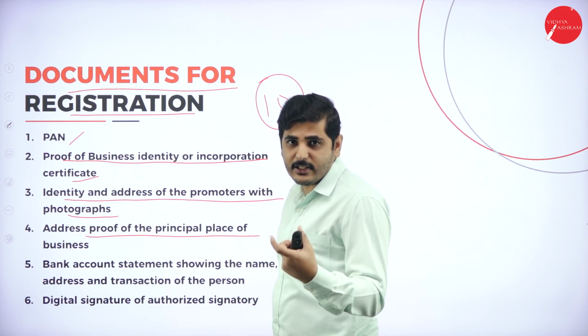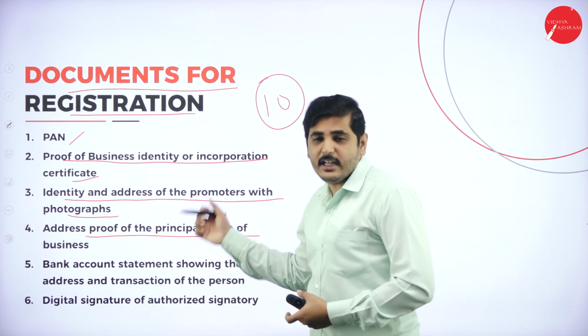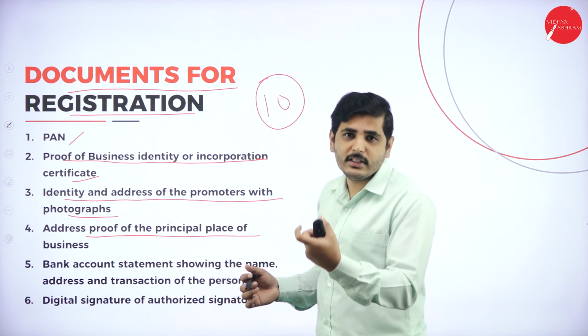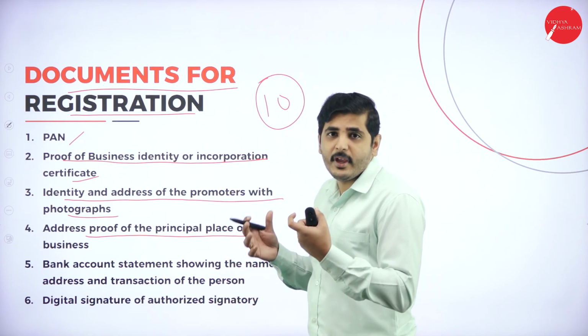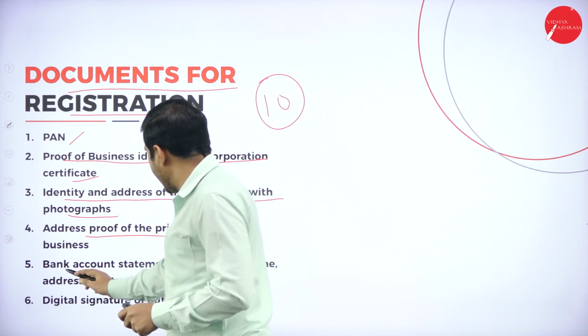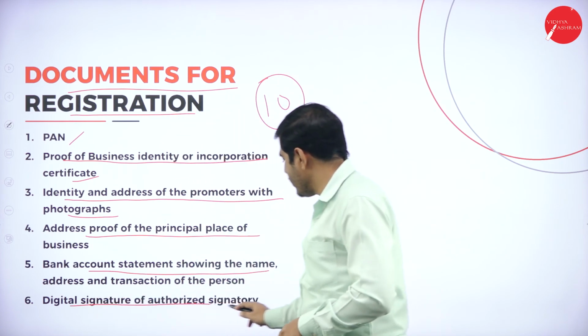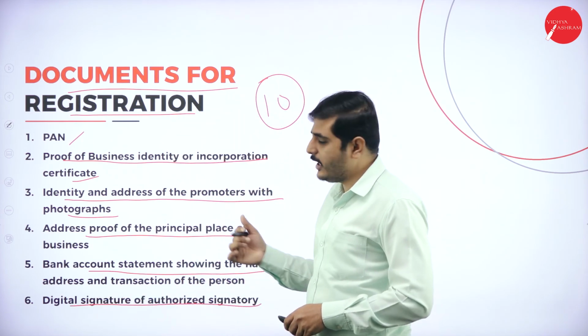Principal means the owner's place. Whoever is the owner of the business, or the members or trustee running that business, the chairman, the president or any other head of that business, his address has to be submitted. Next one, bank account details of that business. Next one, digital signature of the owner or head of that business.